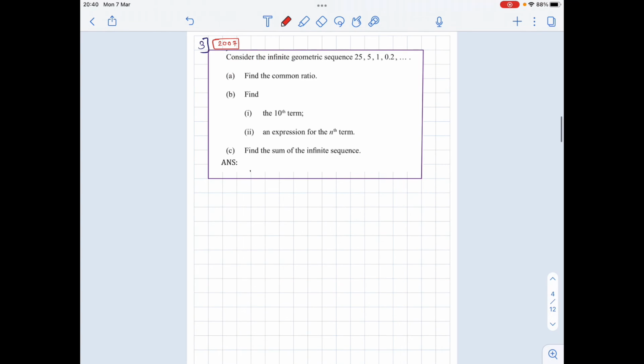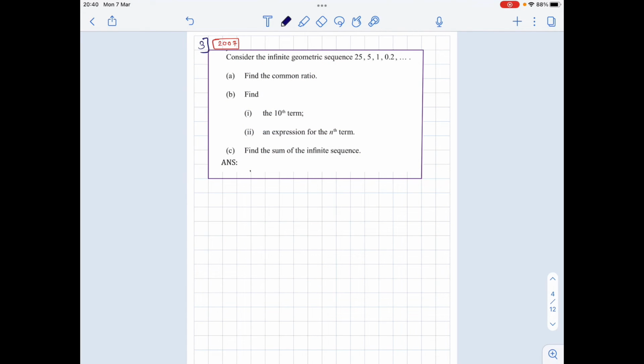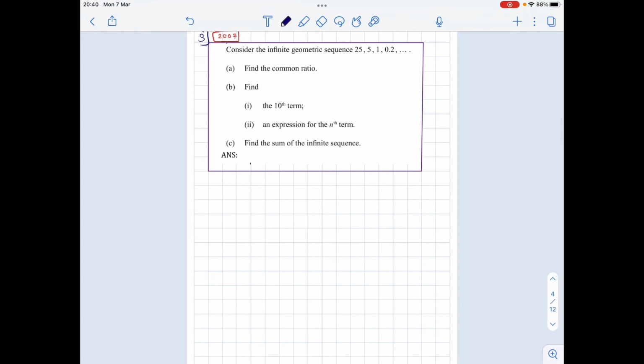Now we are moving on to the last problem of this video. 2007. Again, it is an infinite geometric sequence. They've said find the common ratio. So U1 is 25, U2 is 5, U3 is 1, U4 is 0.2.